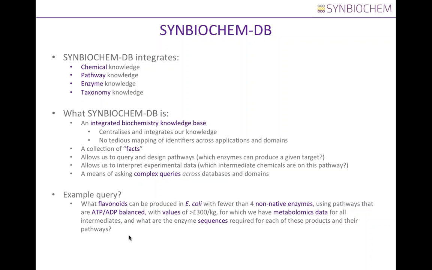And I've given an example query there, which is slightly fanciful, well, maybe not ridiculous, but it's quite a complex query. And we're hoping over time we'll be able to answer things like this. So just answering what flavonoids can we produce in a particular host, E. coli, with a certain number of enzymes, using pathways that are balanced in terms of energy production and consumption. We may be able to add the values of the chemicals that we're producing, so we can look at high-value targets. And then we can ask questions like, do we have metabolomics data for the intermediates? What are the enzyme sequences required?